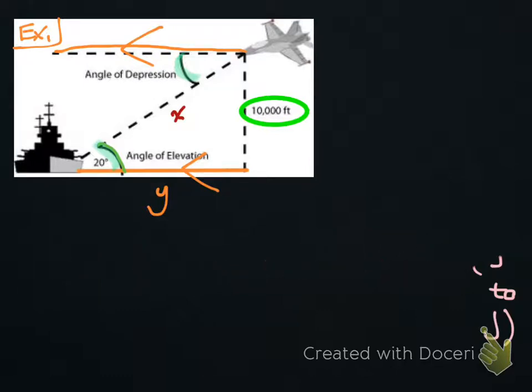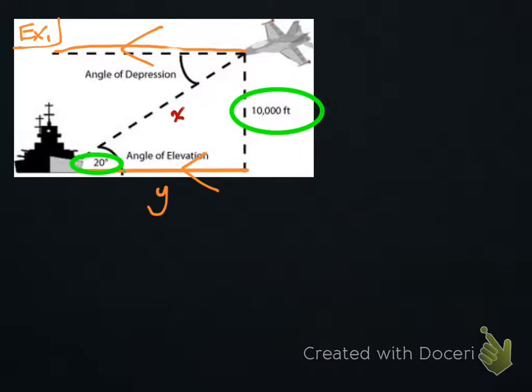So let's look at how to solve this problem. Let me erase some of this stuff here, just so it becomes more clear. Let's again look at our given information. We have the height is 10,000 feet, the angle of elevation is 20 degrees, and we're looking to solve for x and for y.